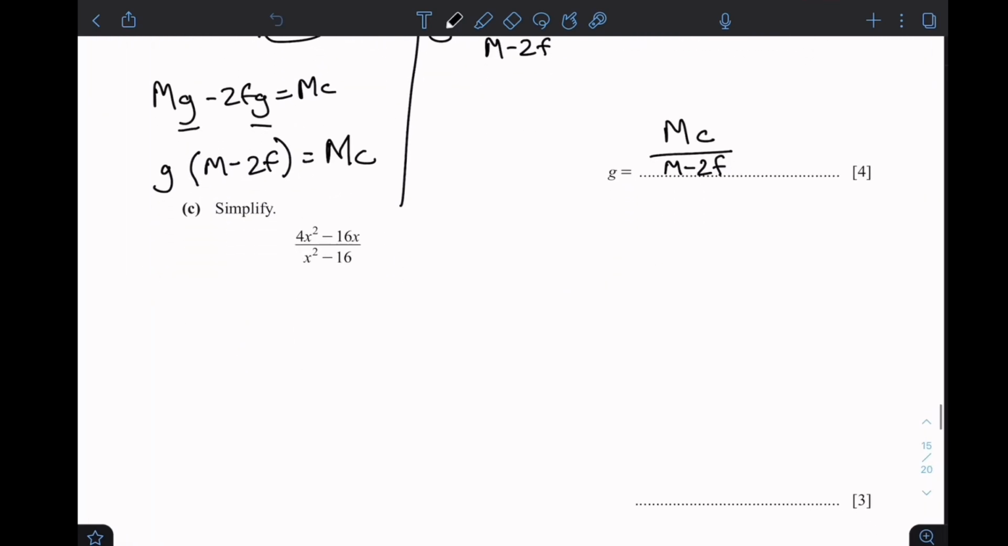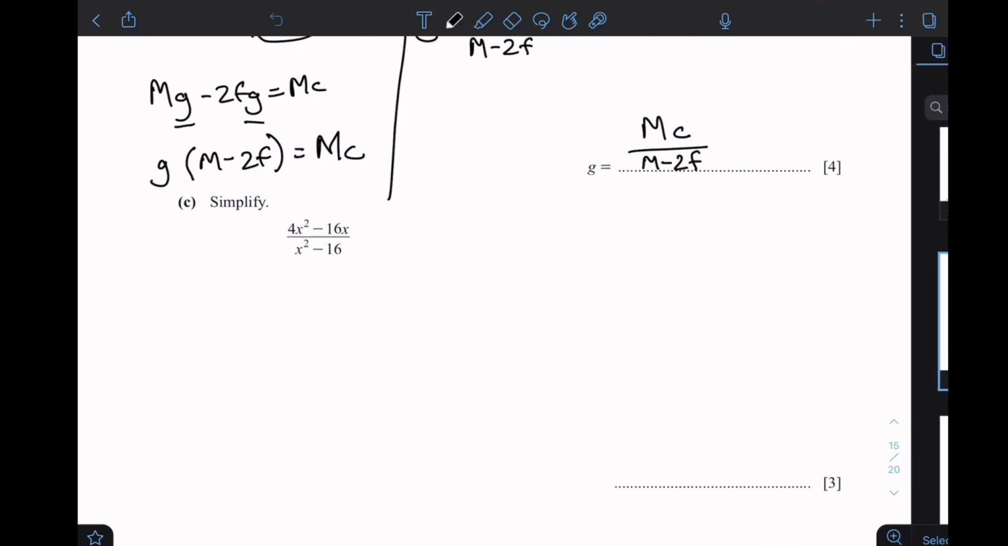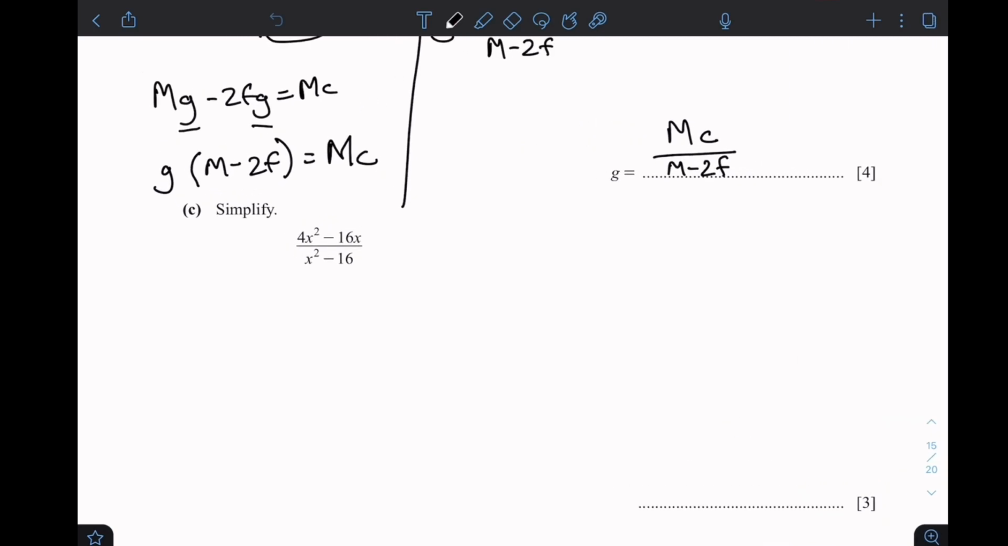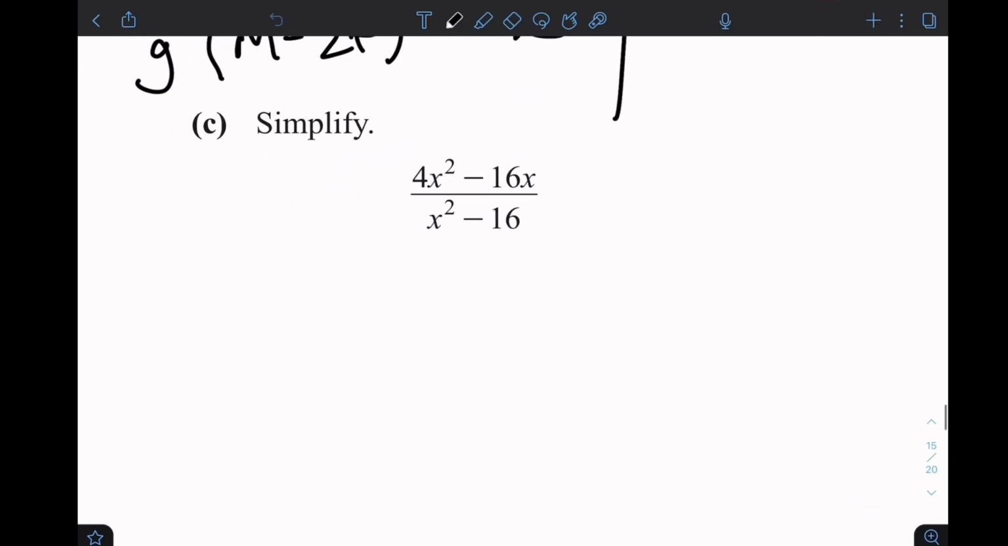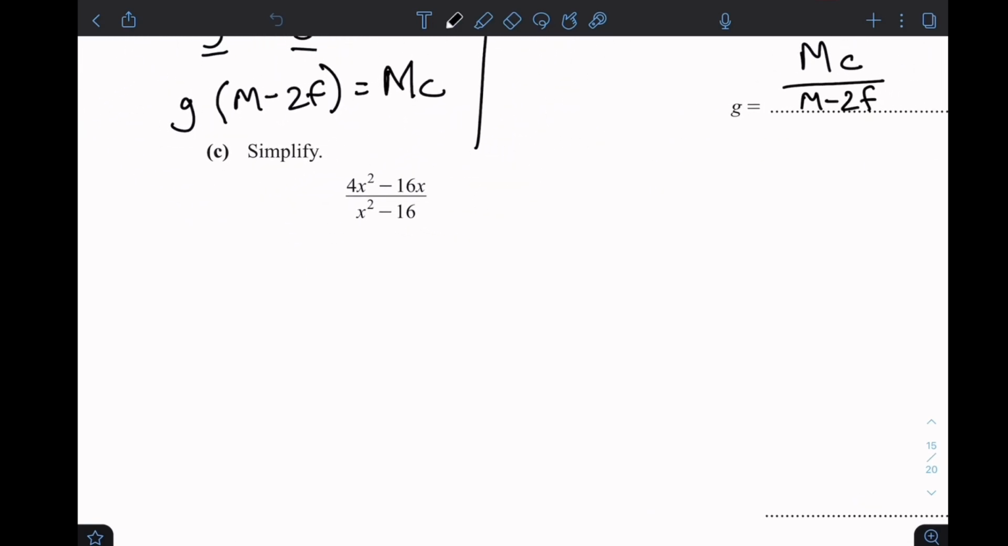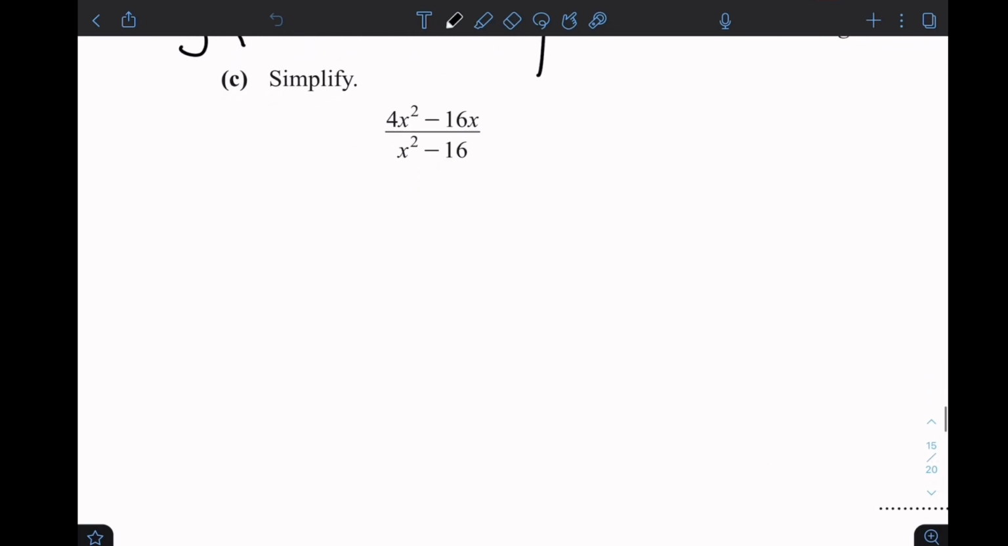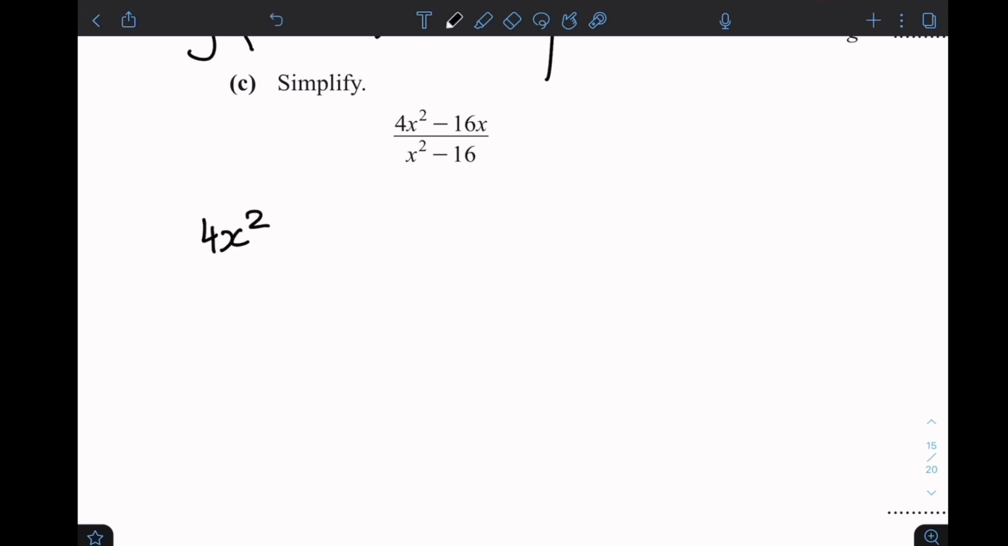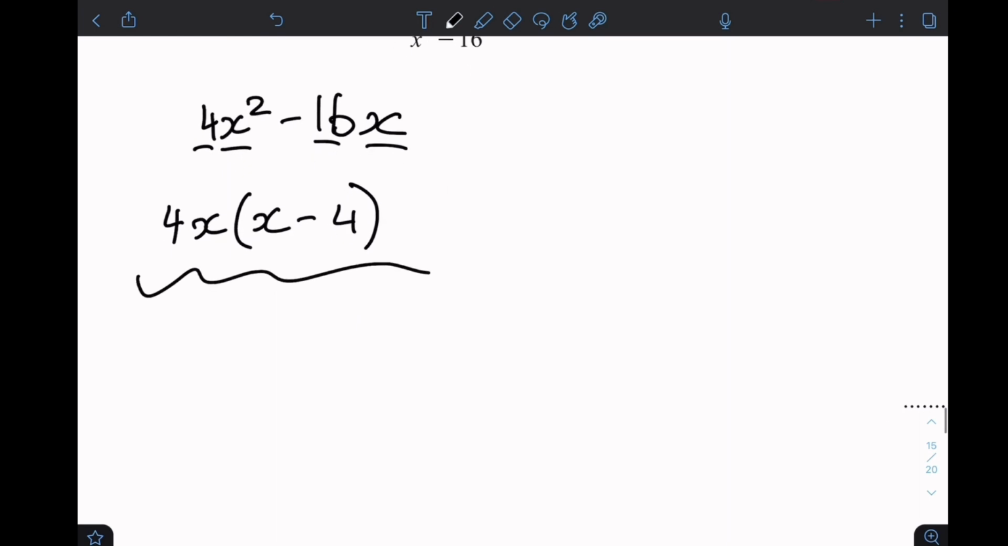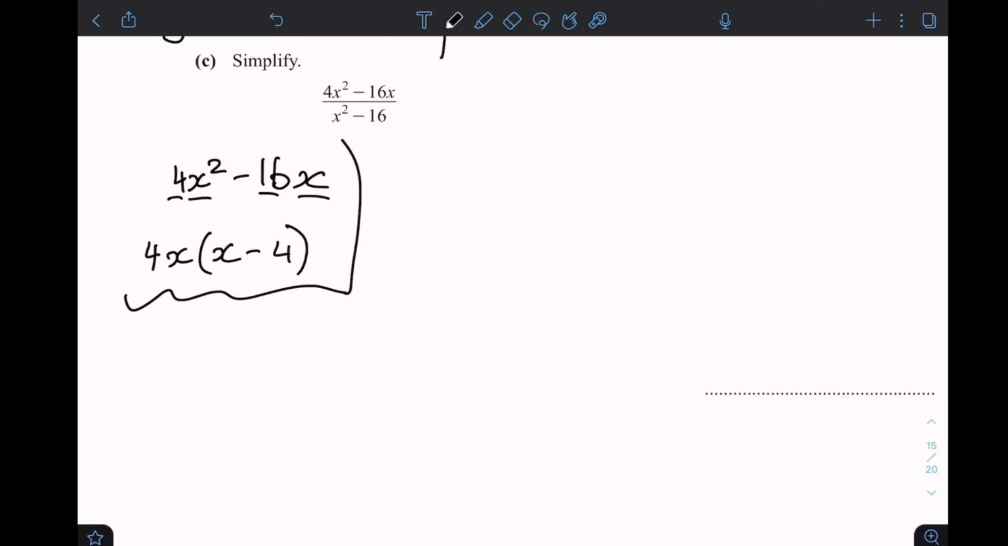Okay, so moving on to the next question. Here it says simplify 4x squared minus 16x divided by x squared minus 16. Let's just simplify the numerator and then we can simplify the denominator, okay? So in 4x squared minus 16x, the x are like terms, and 16 is a multiple of 4. So you can take the 4 out and you can take the x out, giving 4x times x minus 4. Next, this is the simplest form of the numerator, so we just leave it like that.